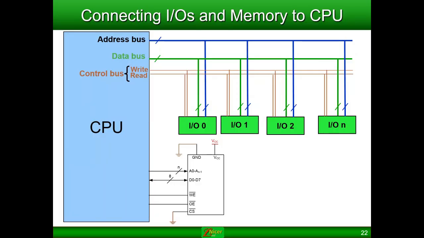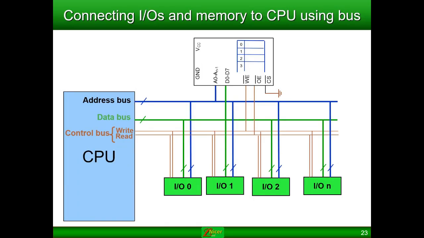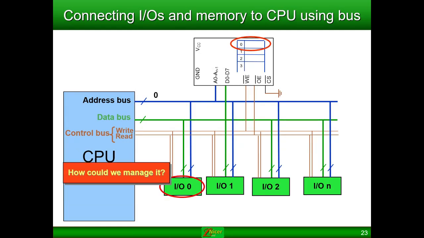And then we have n number of input output devices connected, through which we give the read write commands. So here we can see we have connected our input outputs and memory to CPU using bus, and in here we will see the operations of our CPU and how it retrieves data from memory, and how these input output devices work simultaneously with it.